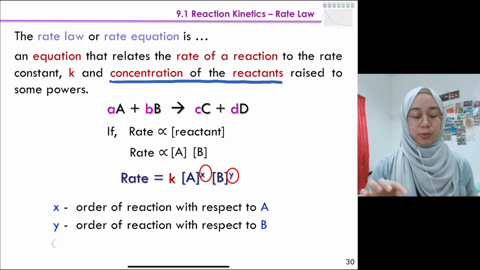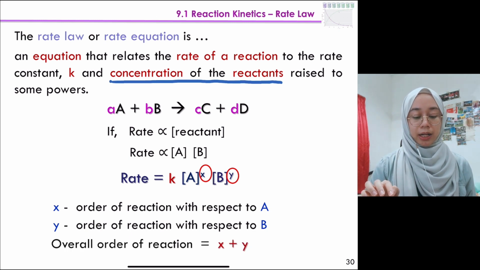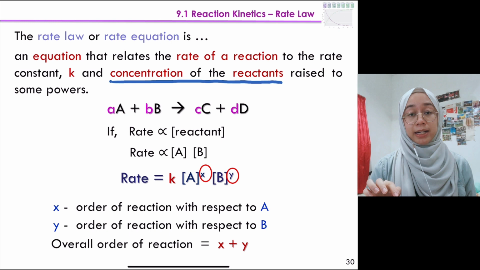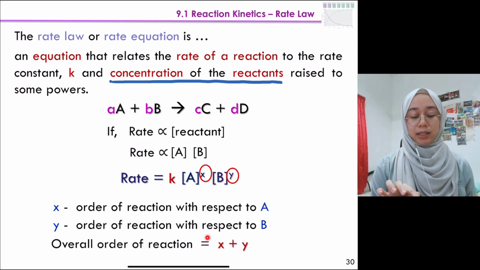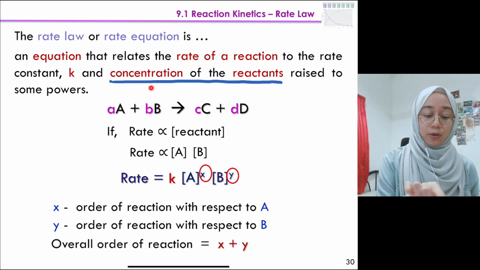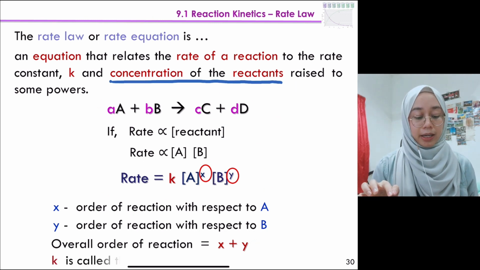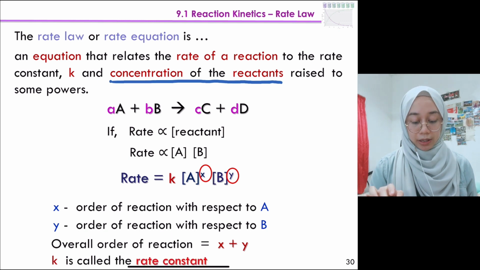If we want to find the overall order of reaction, basically you just have to add the value of x and y together, and then you get the overall order of the whole reaction. Jadi k pula is called the rate constant.